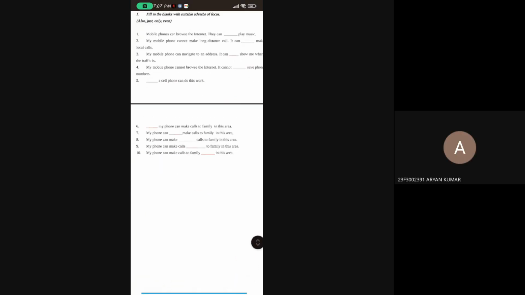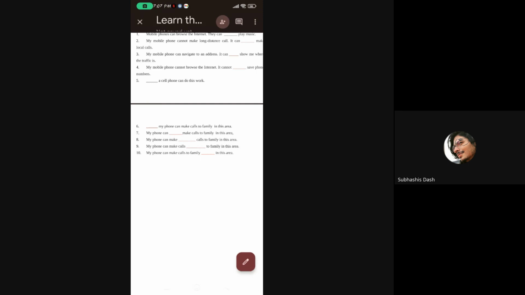Now, these sentences, 6th to 10th, most of them, or all of them I think, will have only one answer. But what we are going to do is see how the meanings change when you shift the position of the word in the sentence, right? So, dash my phone can make calls to family in this area. Only. Only my phone can make calls to family in this area. Where is the focus in this sentence? Only my phone. The focus is my phone, right? No other phones can make calls in this area.